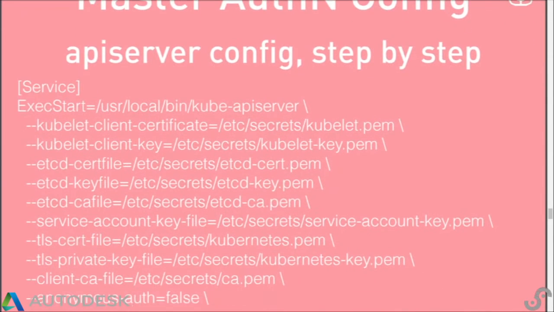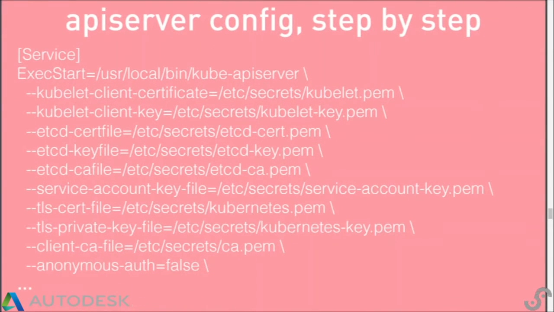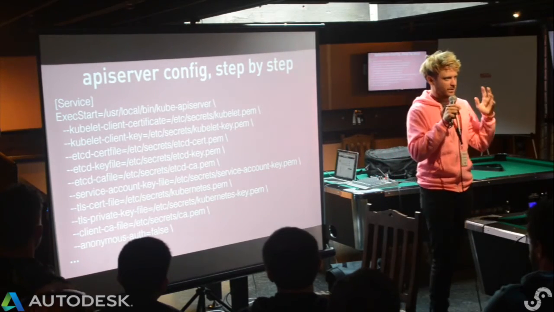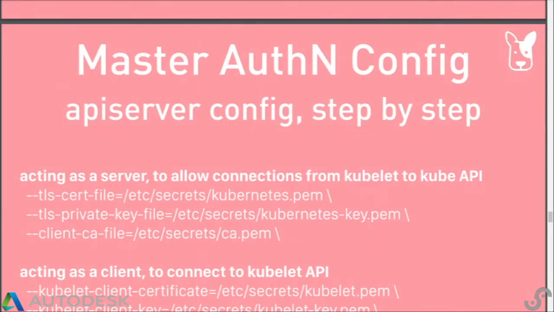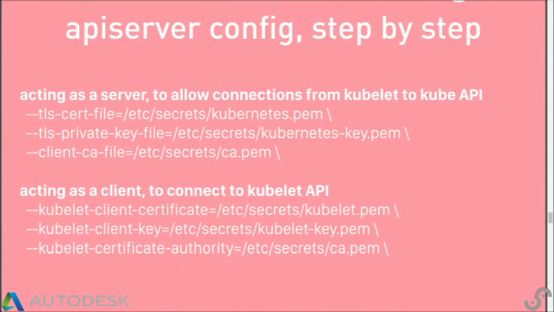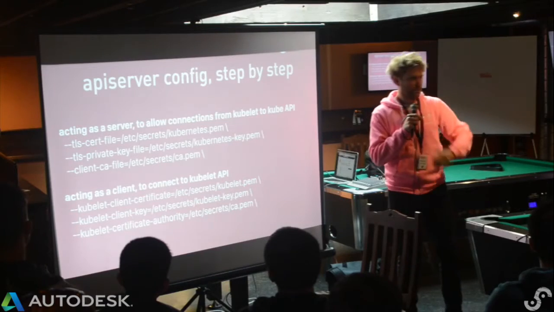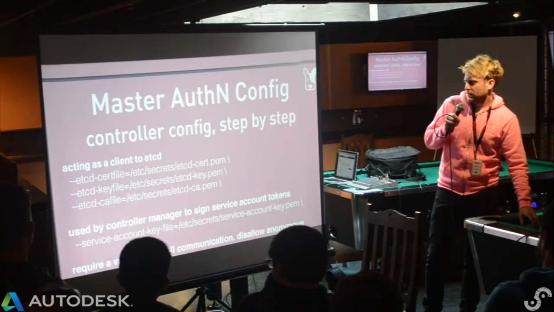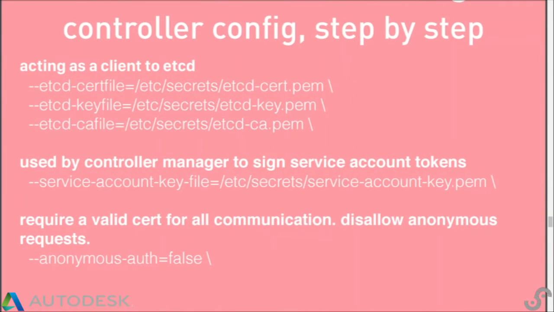I wanted to go through this step by step because there are so many different TLS config options in this file. It's kind of hard to see what's going on. So the first part is when the API server is acting as a server, we need to accept incoming connections from the kubelet that's running on those workers. So that's that config there. We've got it in the other direction: the API server as a client connecting to the kubelet on the workers. And you've got the API server acting as a client to etcd here at the top.